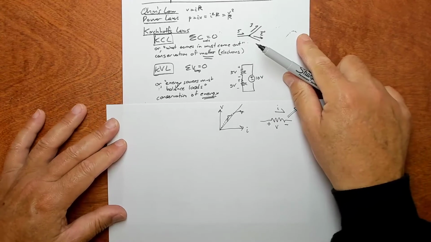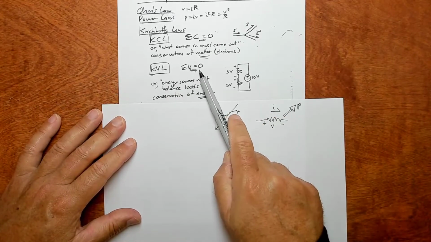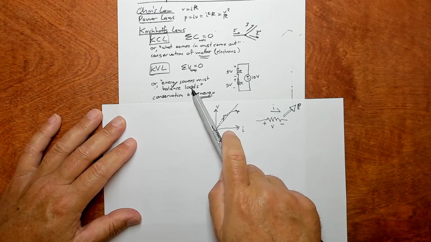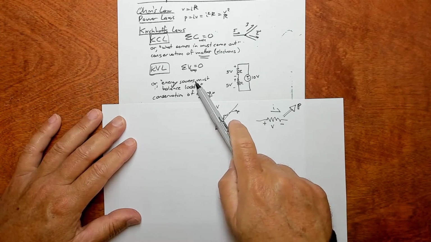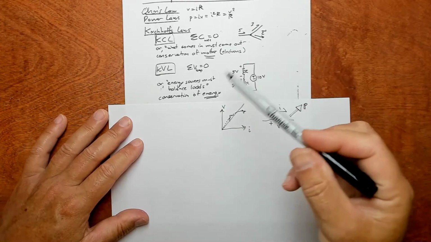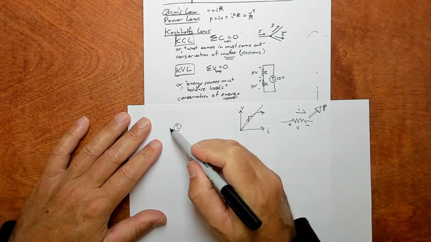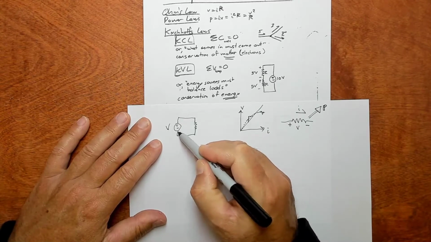Okay, then there's Kirchhoff's voltage law, KVL. The sum of the voltages around a loop must sum to 0, or the energy sources must balance the loads. The sources must balance the loads. So you're powering some devices. You're getting energy into the system. Like you could draw it like this. So you've got an independent voltage source, for example, and then you've got a resistor.